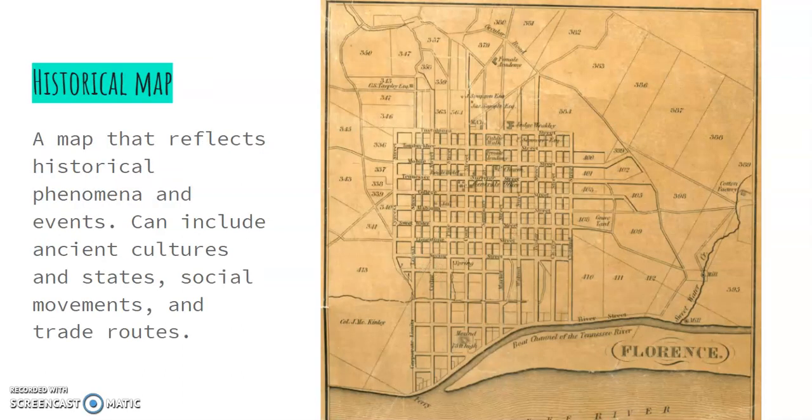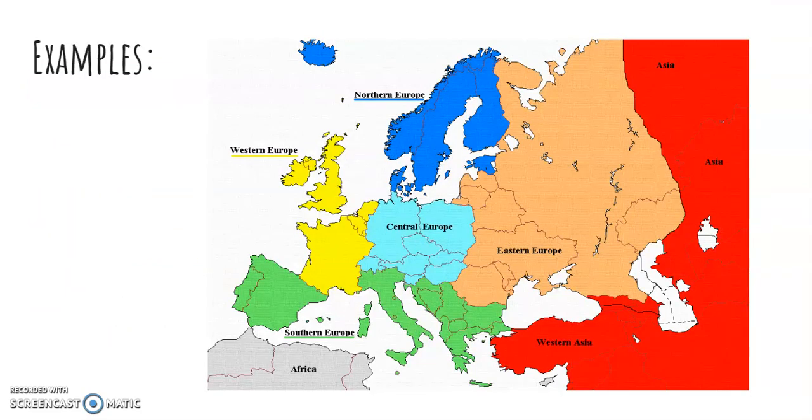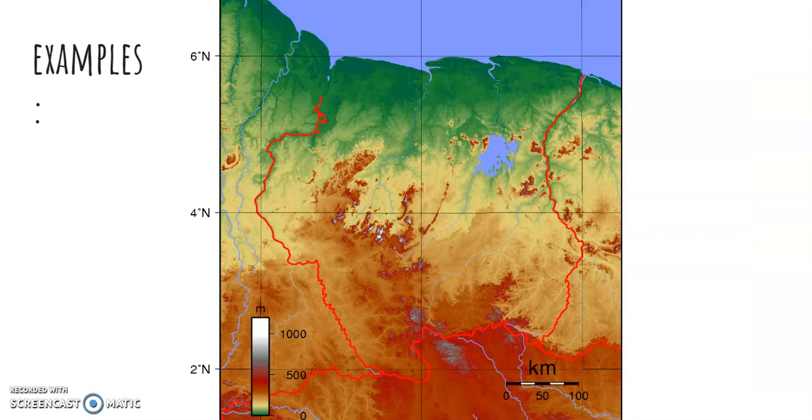This is a historical map, a map that reflects historical phenomena and events, which can include ancient cultures and states, social movements, and trade routes. My example here is a city planning map of Florence. This is an example. If we were in class together, I would have asked you guys to tell me what you thought this was. This is an example of a political map showing you the political regions in Europe. This is an example of a topographical map. Again, it's just a little more detailed than that physical map that we saw earlier.